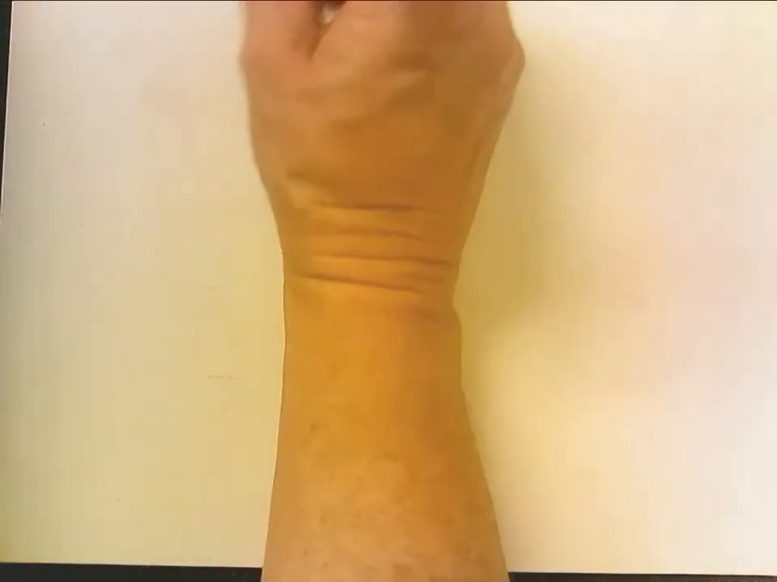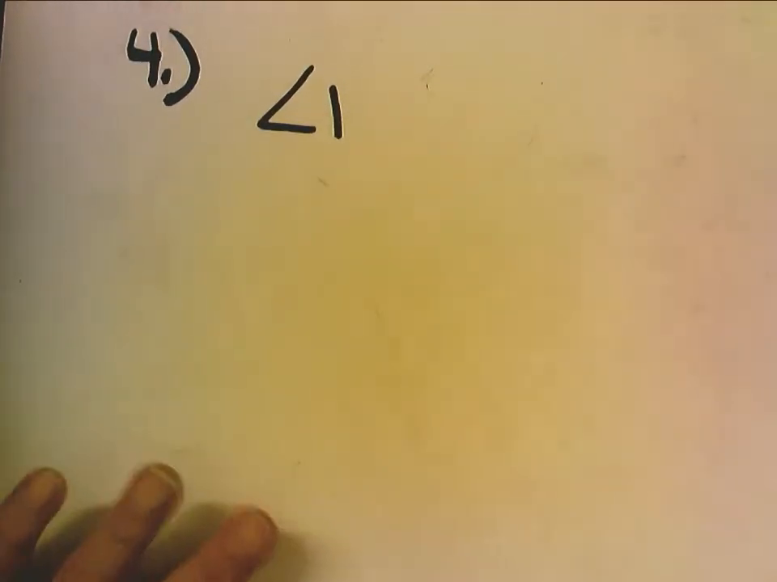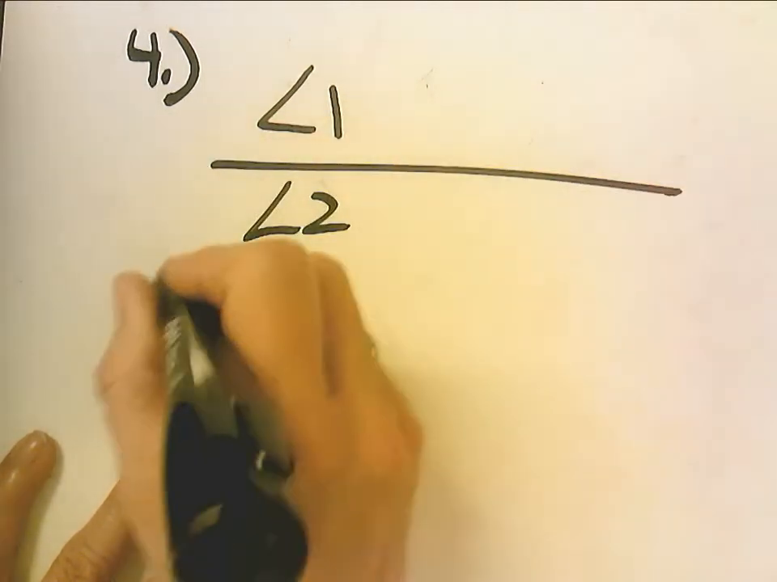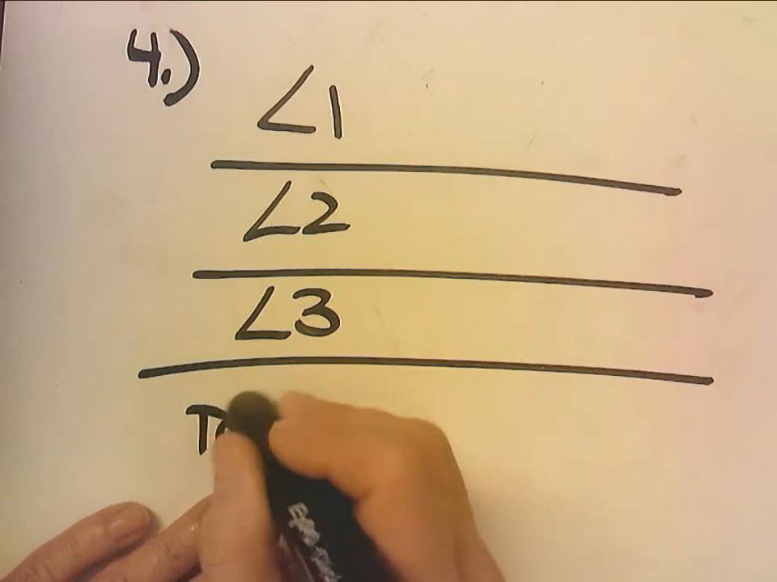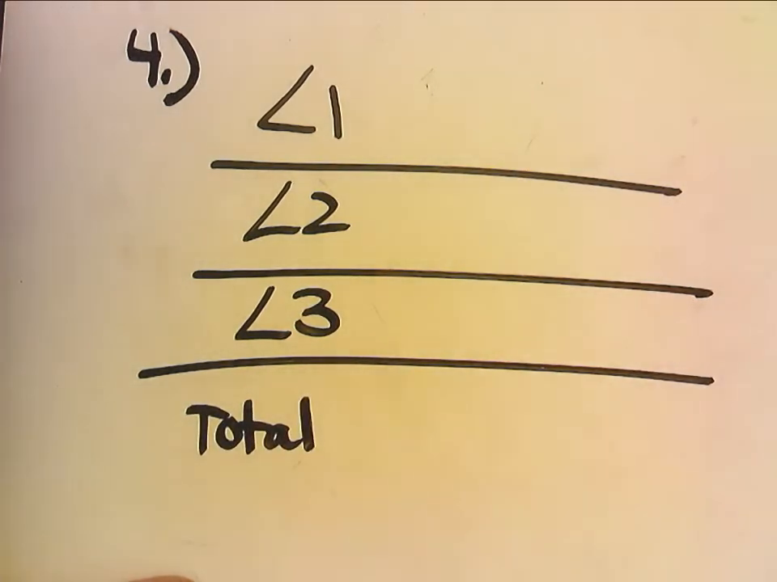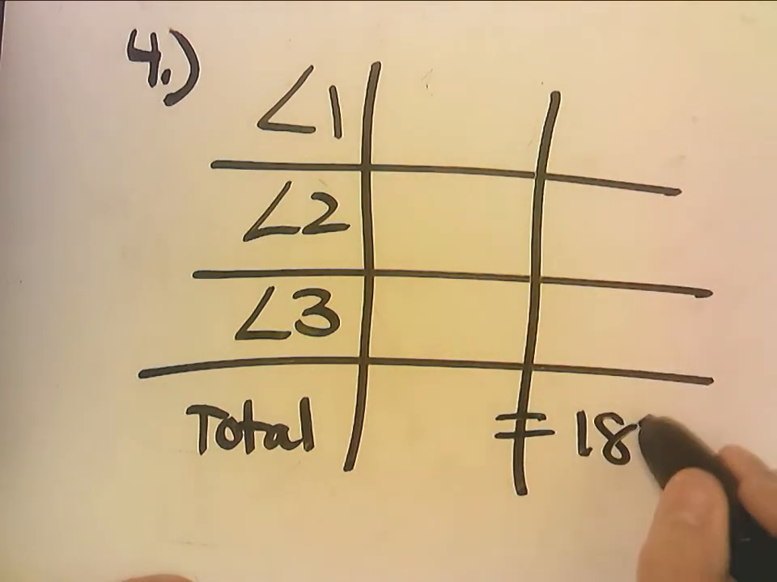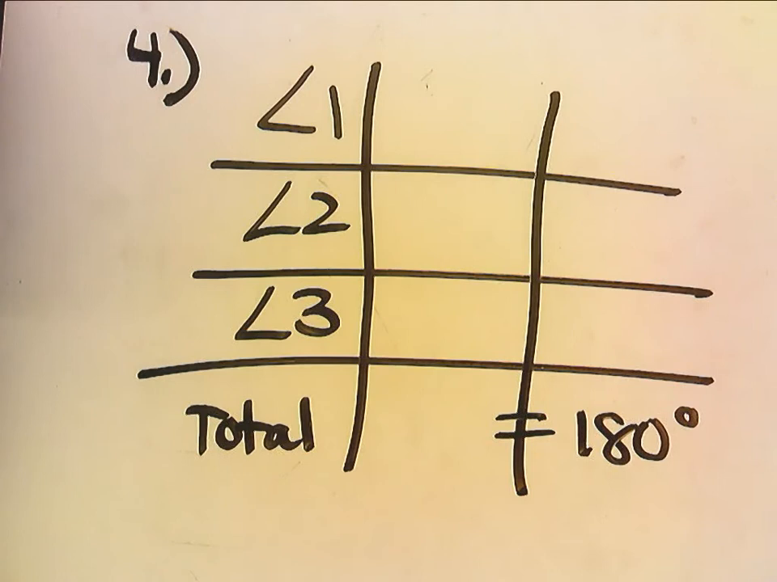Okay, now number 4 gets even more complicated. It tells us the first angle in a triangle measures x degrees. Then it talks about the second angle and the third angle. Okay? So, the way I'm going to begin is I'm going to say angle 1, angle 2, angle 3, and total. Okay, I don't know what angle 1 is, I don't know what angle 2 is, I don't know what angle 3 is, but I know if I add them together, because it's a triangle, it's going to equal 180.